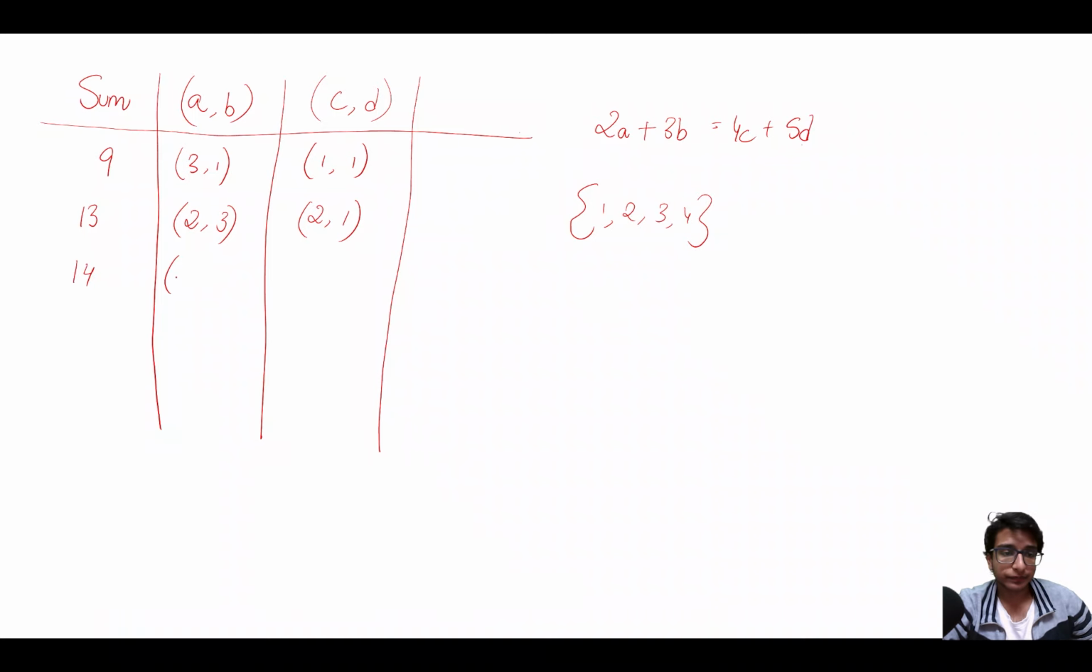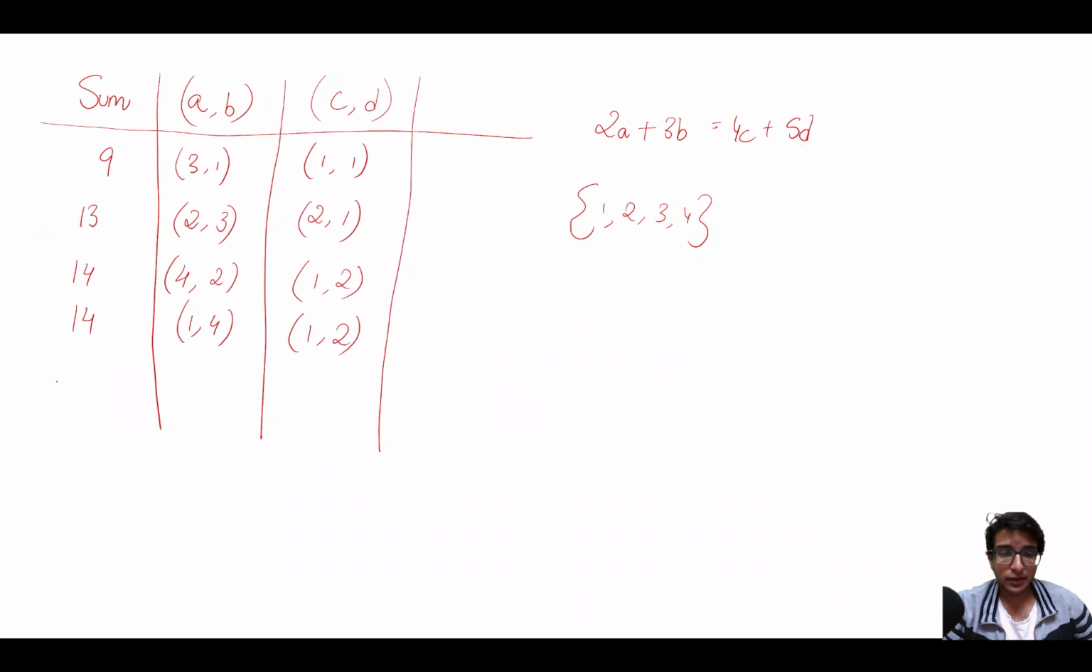For 14, what can I have? This can be 4 comma 2, and I can have 1 comma 2 here. Is there any other value possible for 14? Yes, there is one more possible value for 14. I can have 1 comma 4 here. If I have 1 comma 4 here, and again this would just remain 1 comma 2 because there is just one possibility. So I can get 14 2 times.